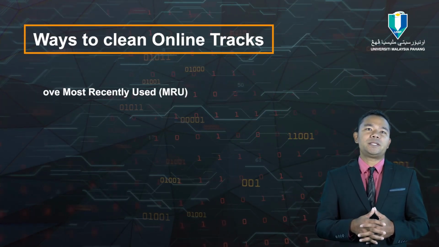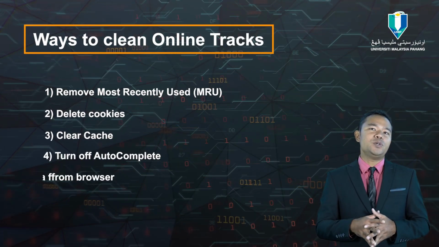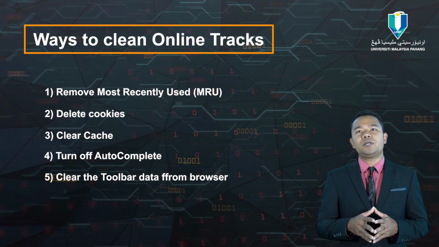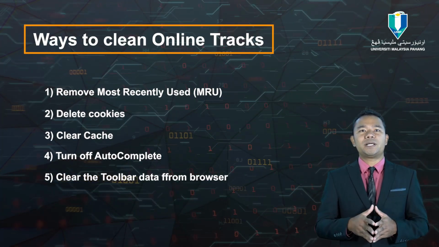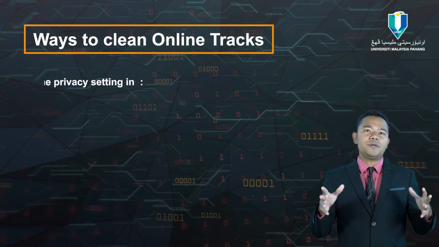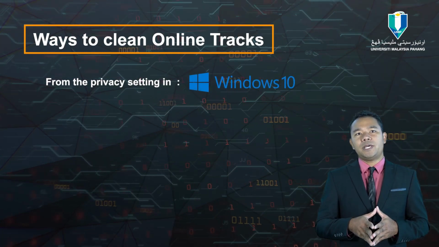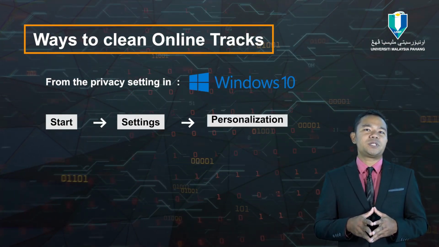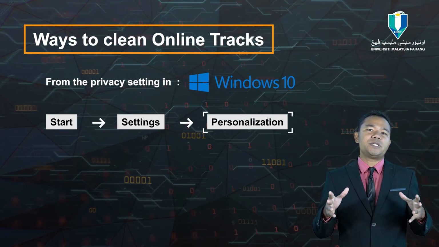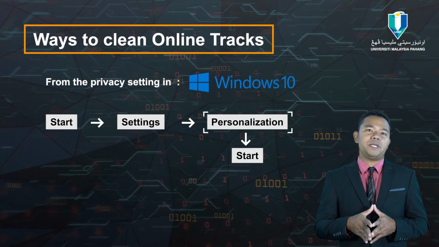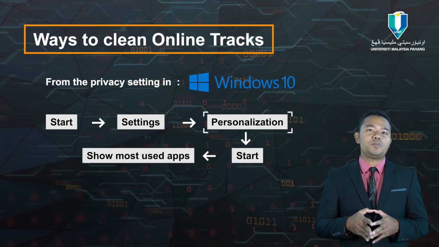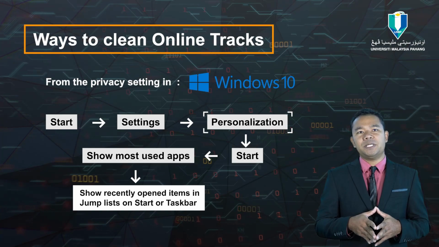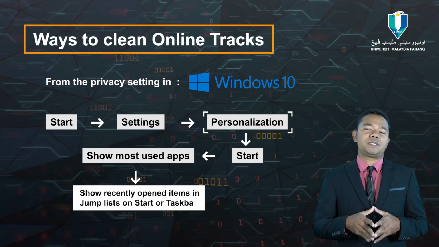Ways to clear online tracks: remove the most recently used (MRU) list, delete cookies, clear the cache, turn off autocomplete, and clear the toolbar data from the browser. From the privacy settings in Windows 10, right-click on the Start button, choose Settings, and click on Personalization. In Personalization, click Start from the left pane and turn off both Show most used apps and Show recently opened items in Jump Lists on Start or the taskbar.